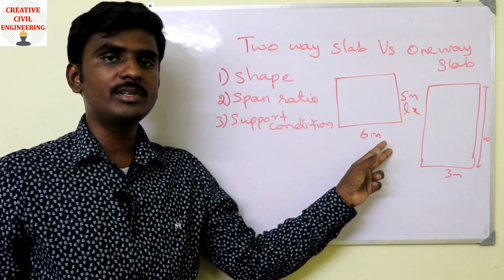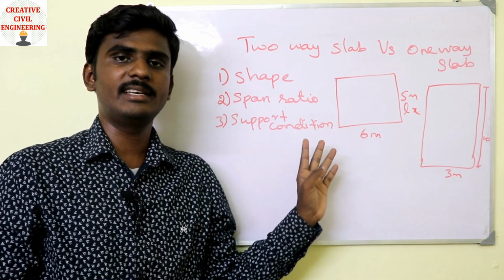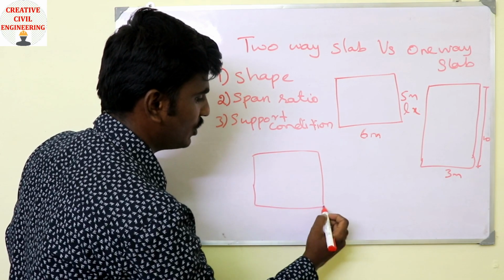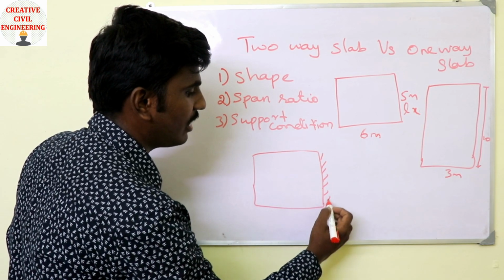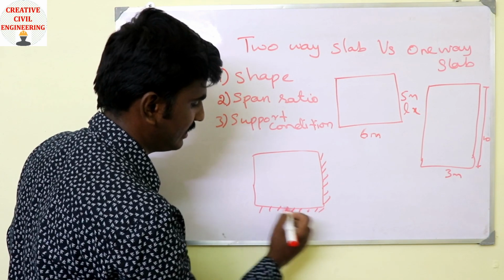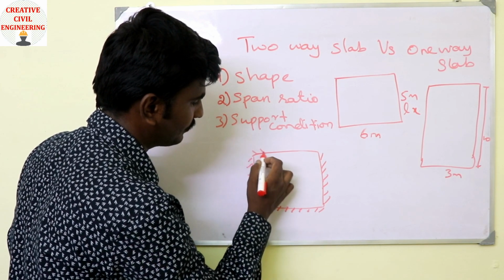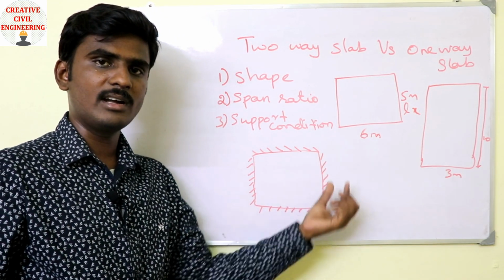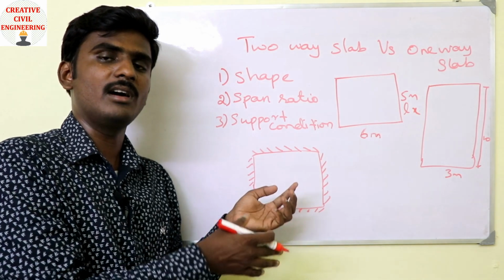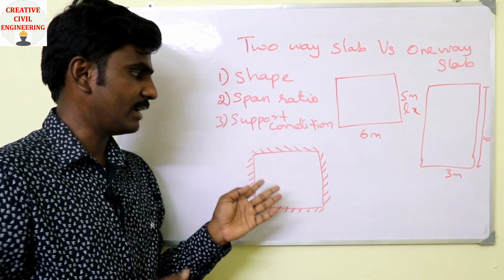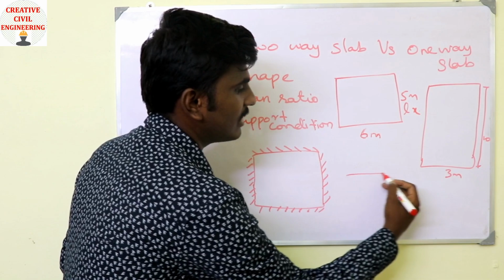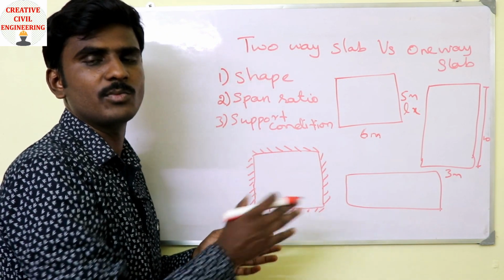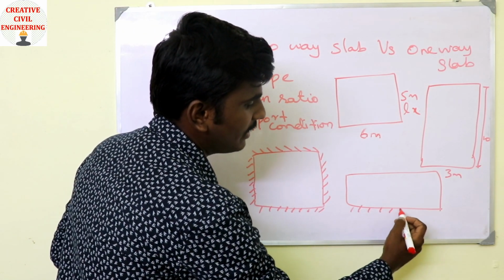When the slab is supported on all 4 sides, that is a two-way slab. For example, assume this is a slab. This slab is supported by beam or wall in all 4 directions, that is a two-way slab. Okay, so when the slab is supported on all 4 sides by beam or wall, that is a two-way slab. In other cases, when the slab is supported in only 2 directions, okay, in the greatest direction or in the smallest direction, that is a one-way slab.